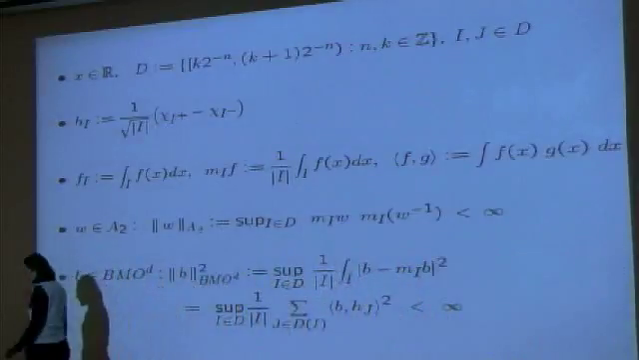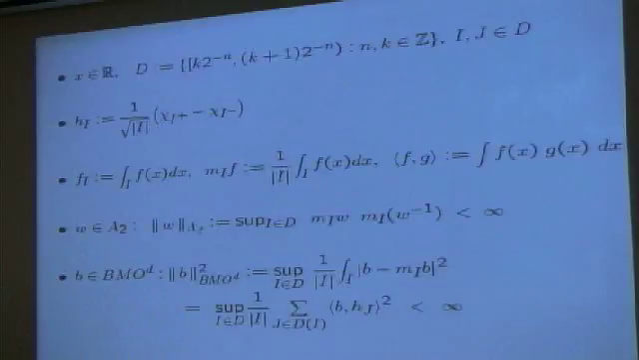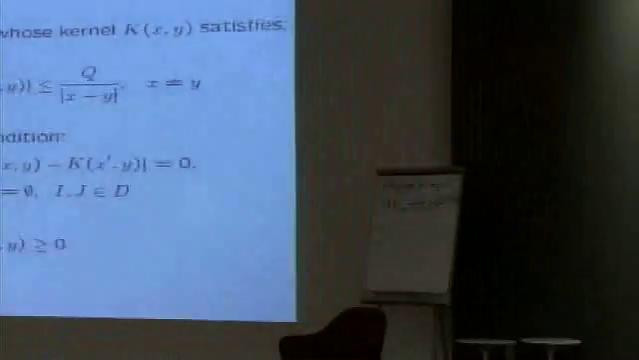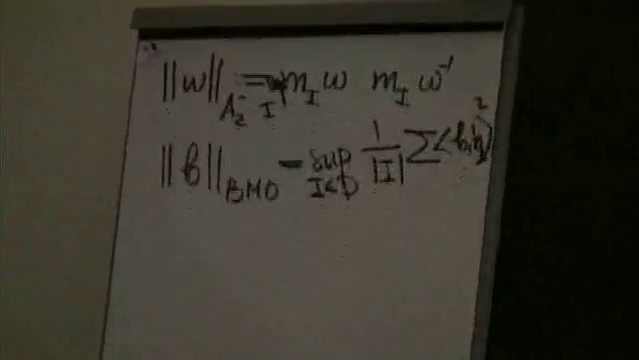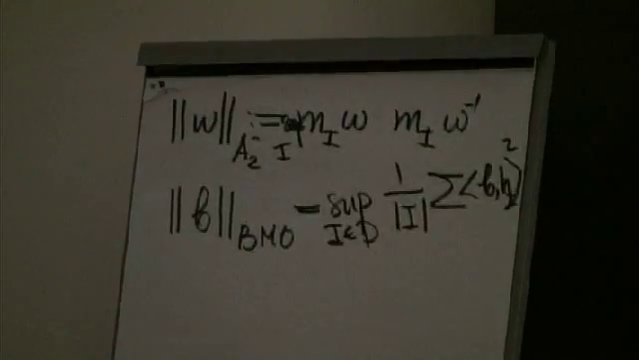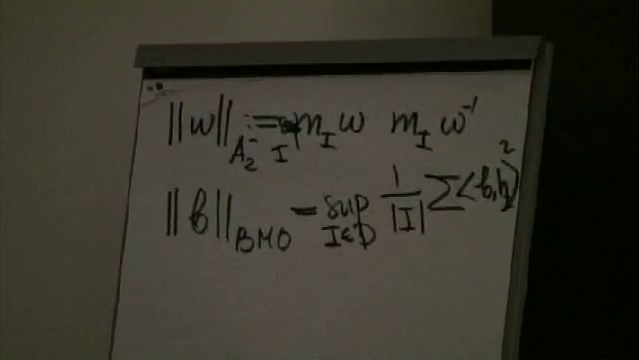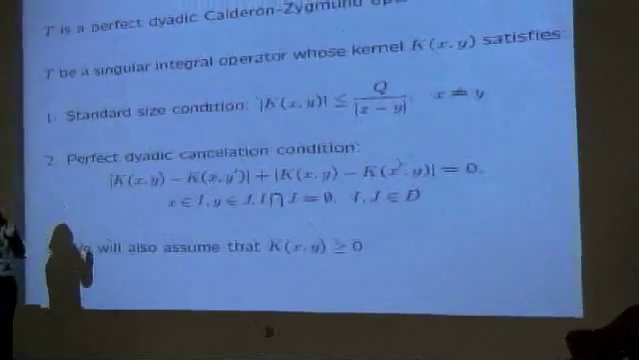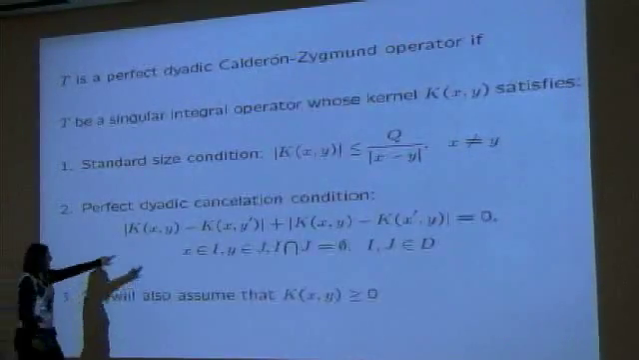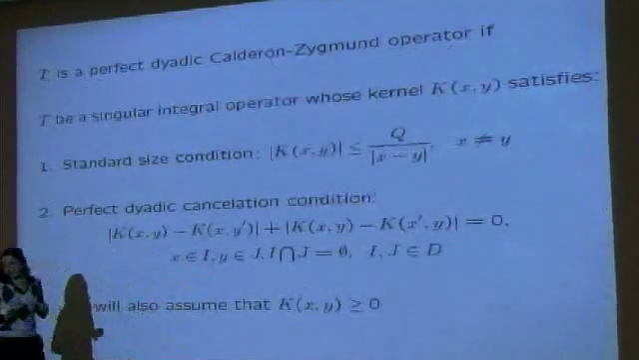And now, who is the perfect dyadic operator? The perfect dyadic operator is an operator associated to the kernel K that satisfies the standard size condition. And instead of standard cancellation conditions, we are imposing perfect cancellation conditions. Instead of asking for this being small, we ask for this being 0 on the dyadic intervals X and X prime, where X and X prime belong to interval I, Y and Y prime belong to interval J, as long as I and J are disjoint. Both this and this, K does not change. Okay?